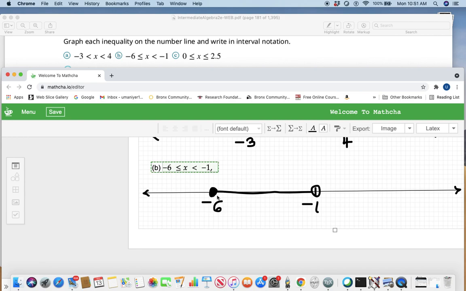Negative 6 included. Negative 1 excluded. So filled in point gets a bracket, negative 6. Open point gets a parenthesis, negative 1. So closed, negative 6, to open, negative 1. That's it. Okay. Let's try one more.